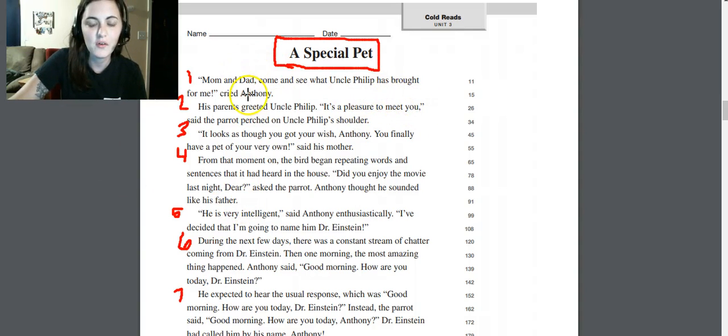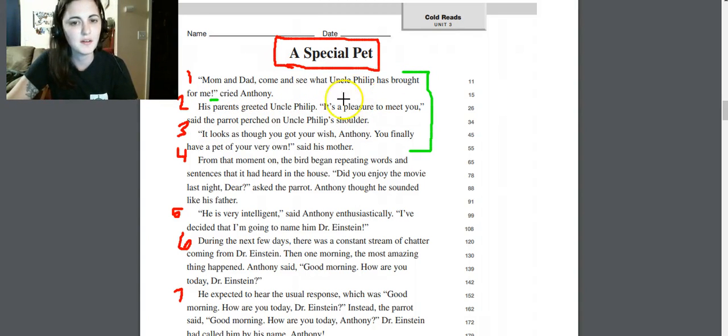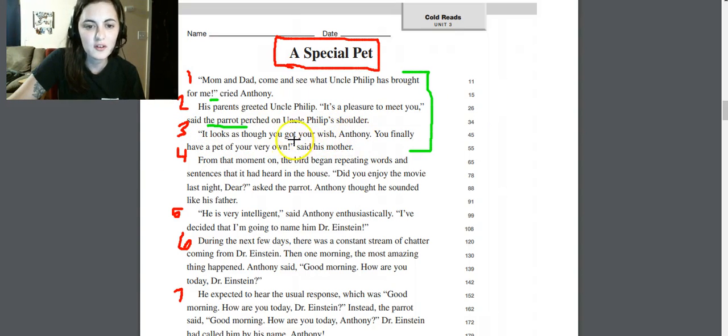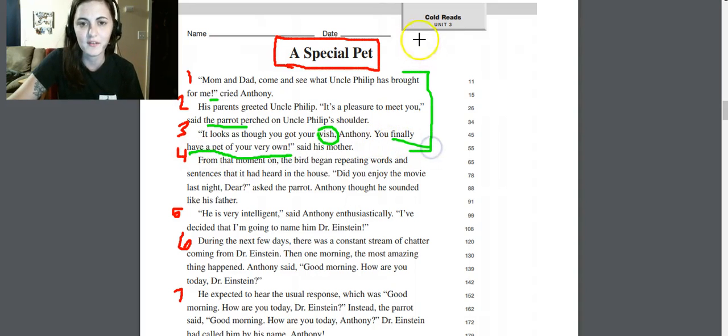So right now, one of our questions was about an inference we can make about Anthony in the beginning. If we read here, we saw a few things. He is excited. There's an exclamation point. "Mom and Dad, come and see what Uncle Philip has brought for me." And then what did he bring to him? A parrot. "It looks as though you got your wish." He got his wish. That's a strong word. "You finally have a pet of your very own." Finally have a pet of your very own.